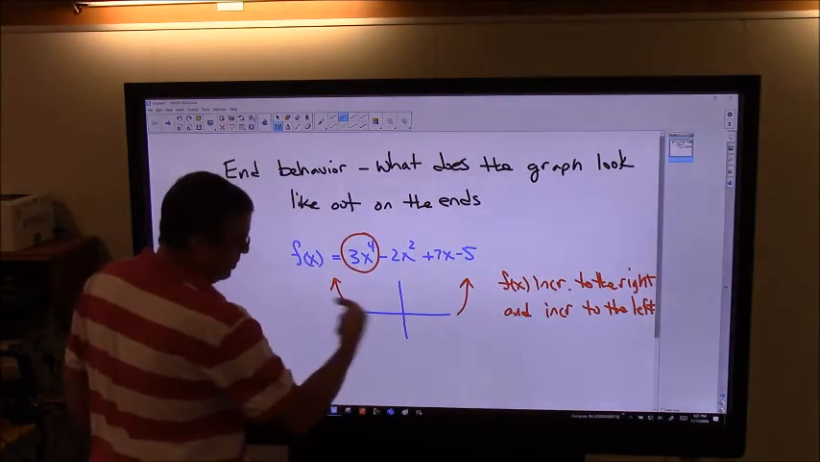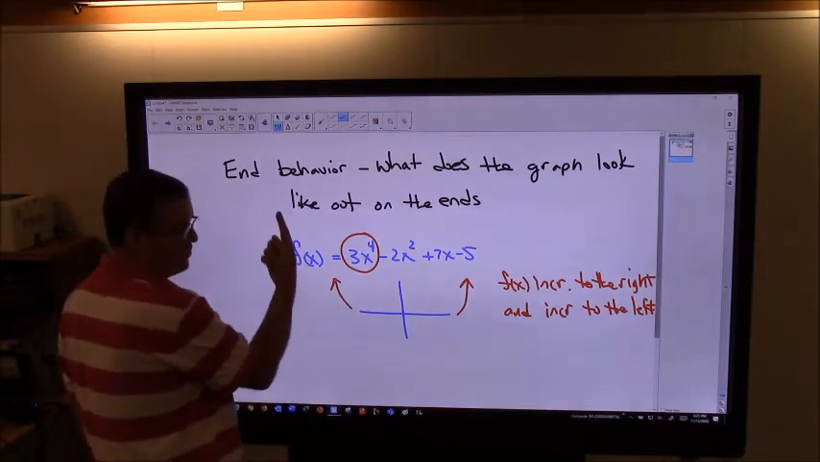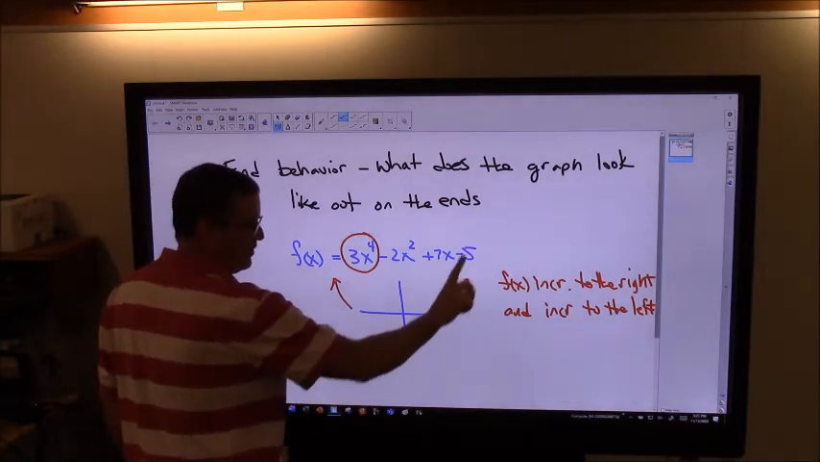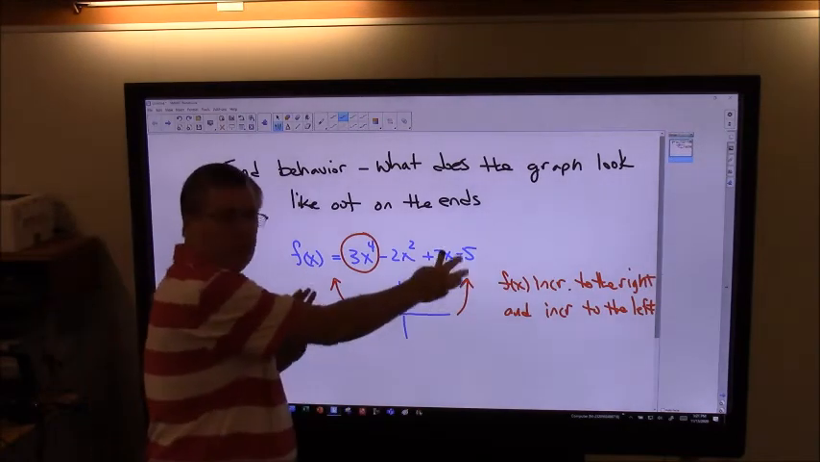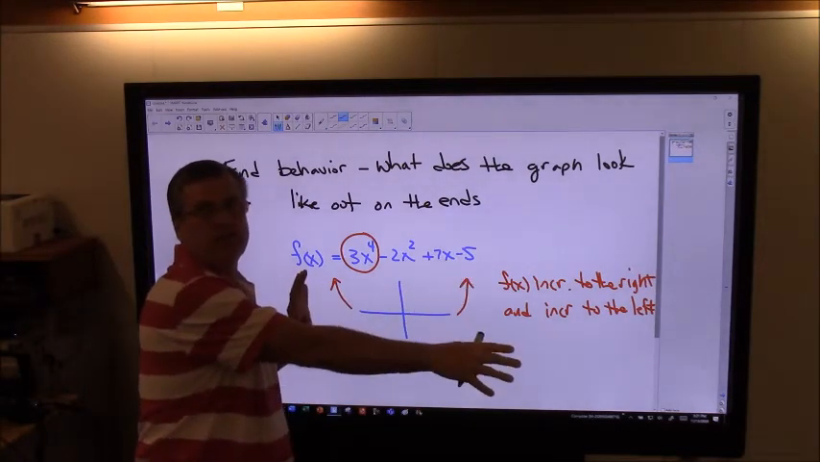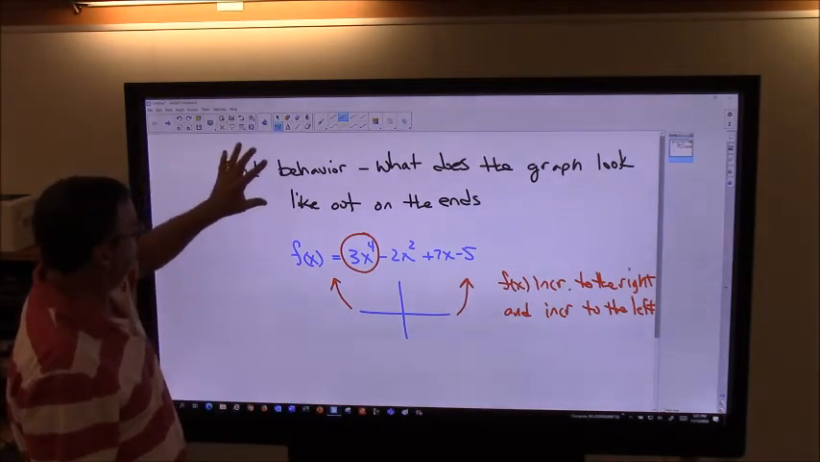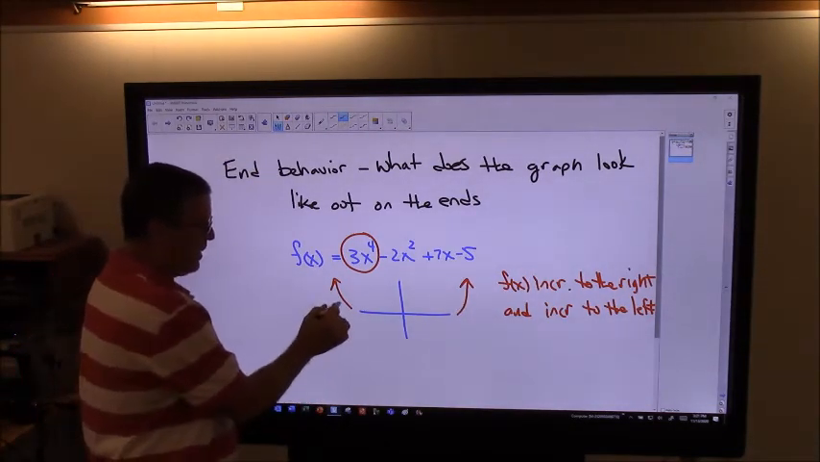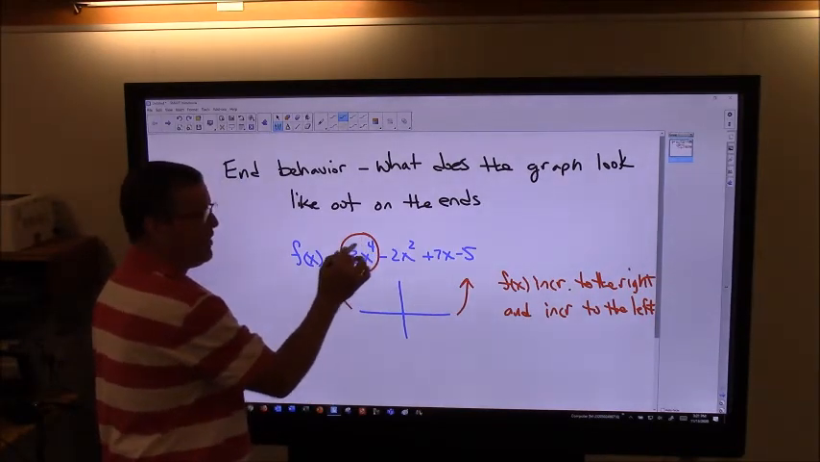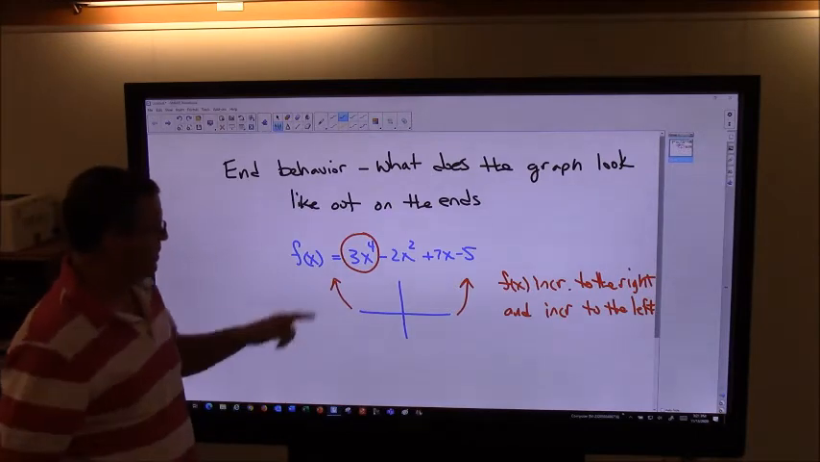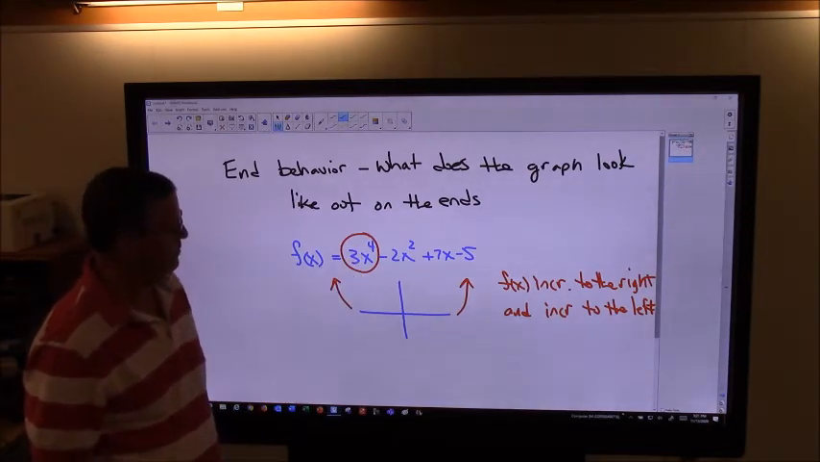As I go out to the left, so if I start at the origin and I go this way, these values are going to be increasing. And if I go off to the right, these values are increasing. Now, what's it going to do in between these two things? I don't know. That's another story. We have to work on that as well. But in terms of end behavior, I can kind of tell what these graphs look like out on the ends just by looking at that highest exponent and thinking what's a positive number raised to the 4th and what's a negative number raised to the 4th.